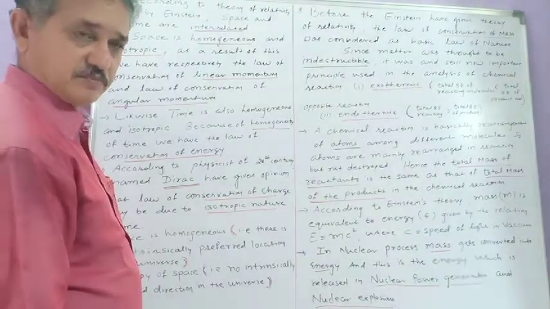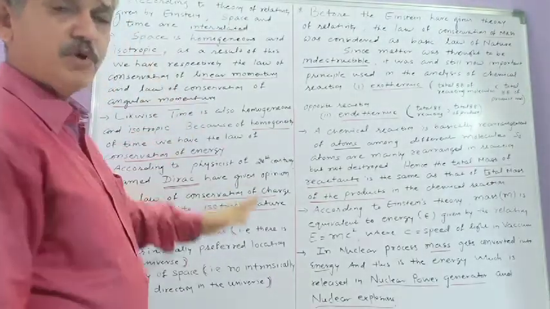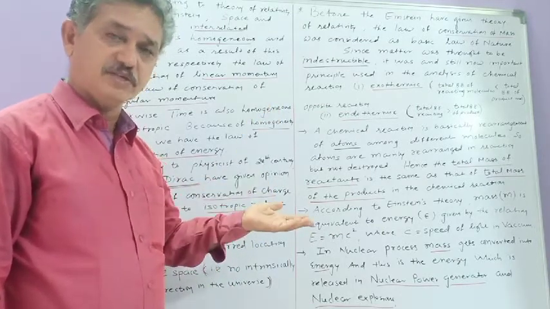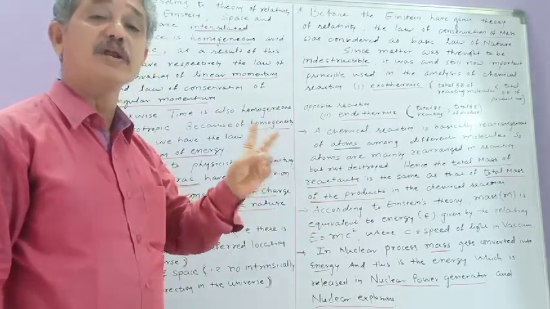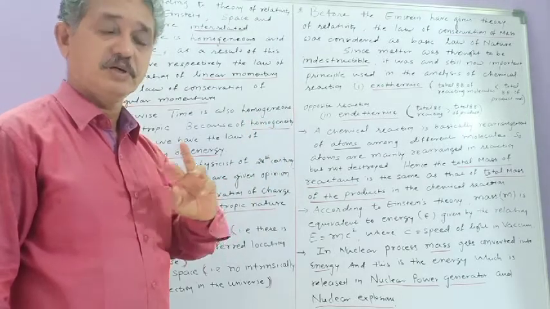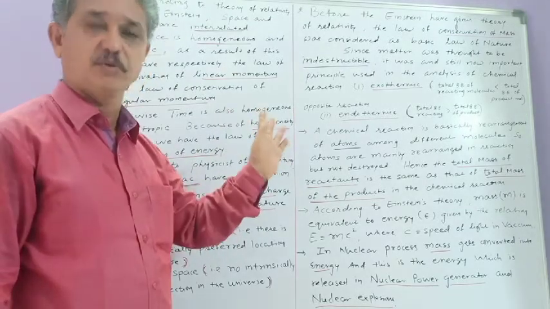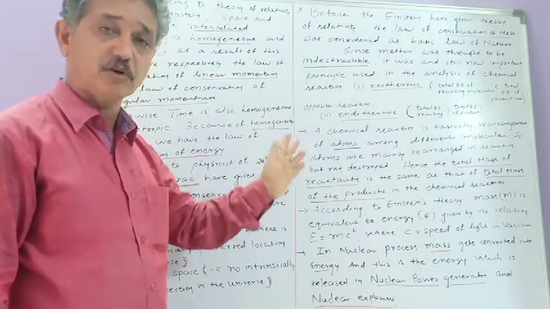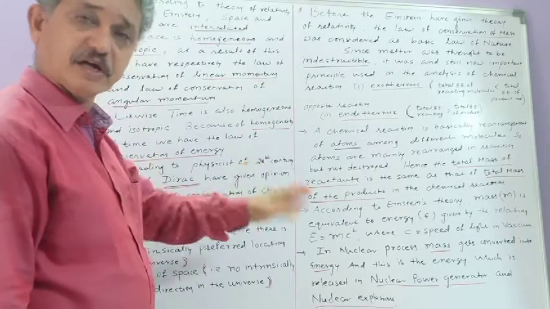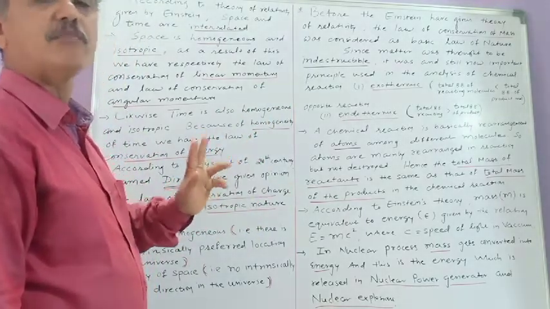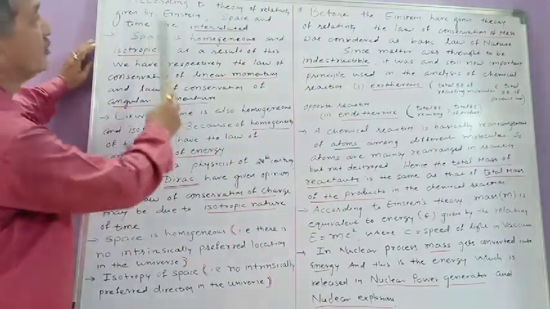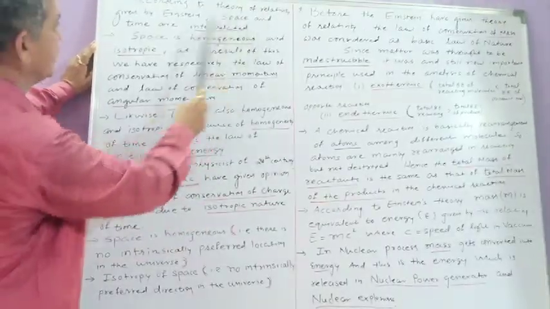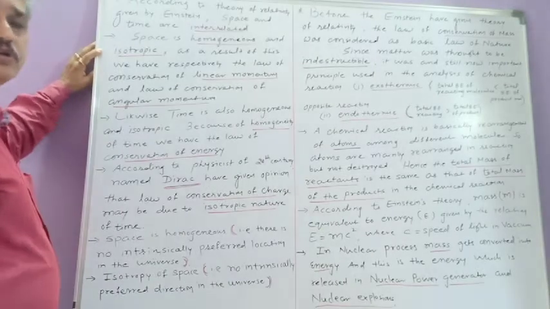Now in physics, we have to study space and time. So according to classical mechanics, space and time are independent of each other. Independent means they do not depend on each other. But when the scientist Einstein gave the theory of relativity, he made a correction: space and time are interrelated with each other. So according to the theory of relativity given by Einstein, space and time are interrelated with each other.